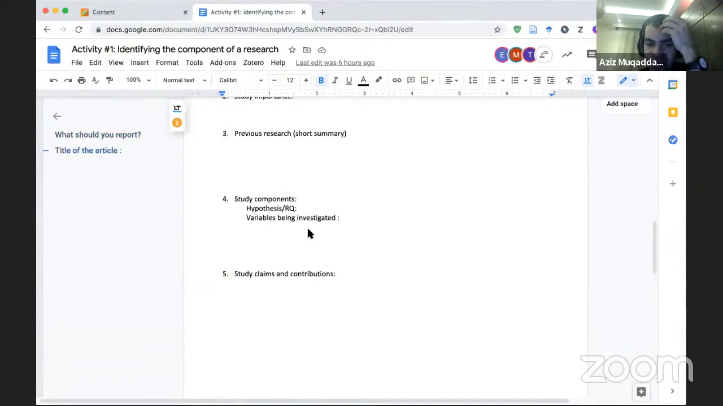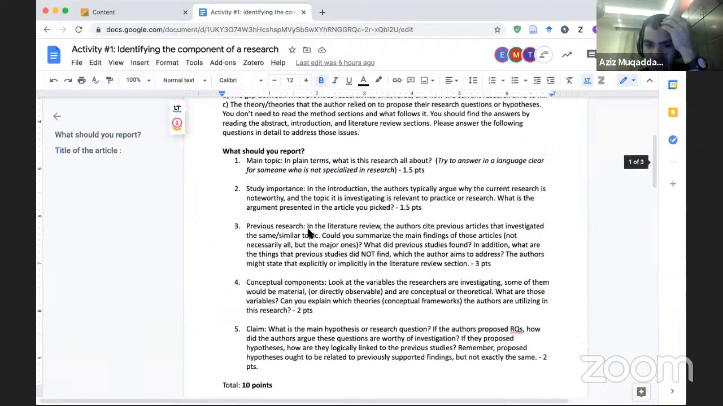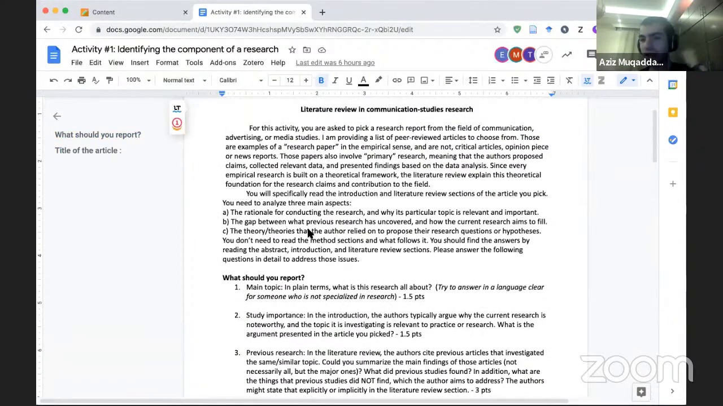And so let me go over the questions. So first one is basically a giveaway. So in plain terms, what is this research all about? You just need to read the topic and the abstract to say, here's what this research is investigating. That's it. Sometimes, and that's what I'm asking here, saying in plain terms, i.e. try to answer in language clear for someone who's not specialized in research.